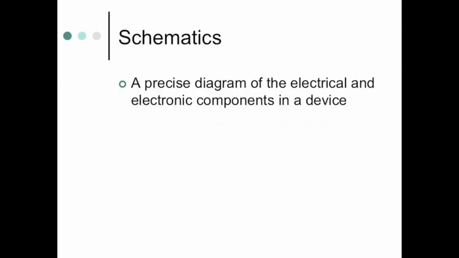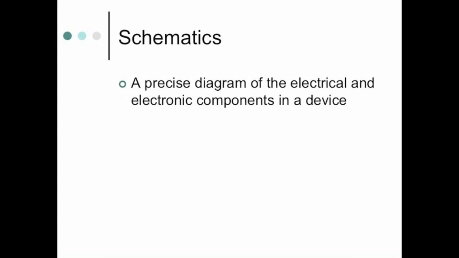A schematic, a few definitions. A schematic, in terms of an electrical description, is a precise diagram of the electrical and electronic components inside the device. It's the kind of thing that you see when you look in the back of a manual and it has all of these lines going every which way with all sorts of arrows and circles. That is what a schematic is. Now, a schematic is a very detailed view of what's going on inside of a piece of gear, where the electrons flow and the signal flows. It really deals with electron flow.